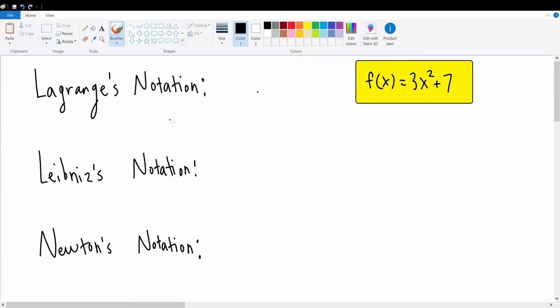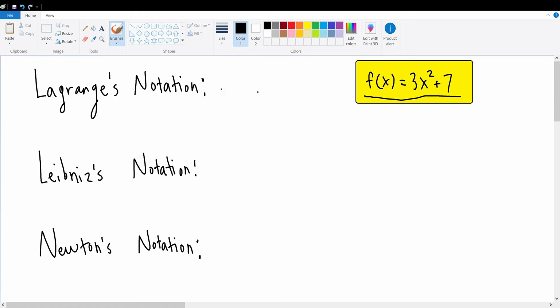Today I would like to go over the forms we use to express derivatives. The first is Lagrange's notation. We have our function right here, f of x equal to 3x squared plus 7, and we'll take it as an example for ways to express the derivative of f of x.